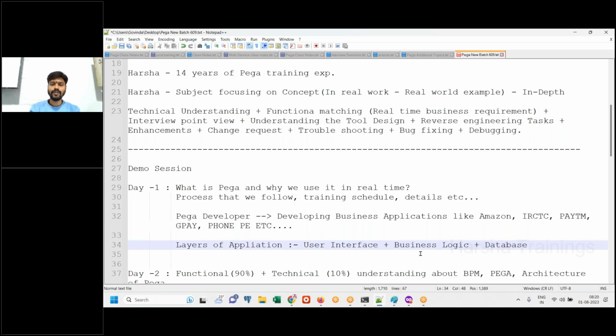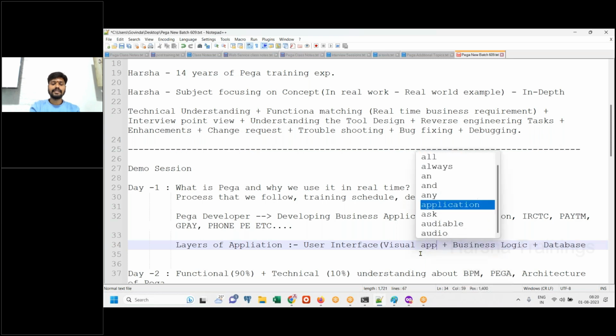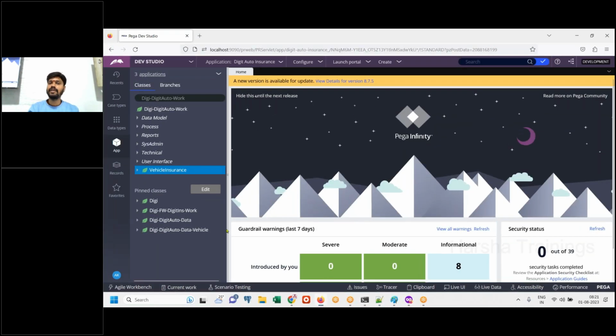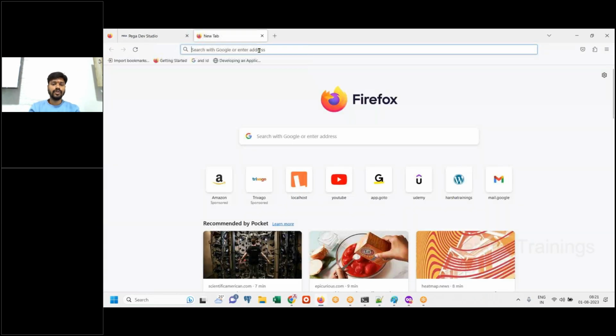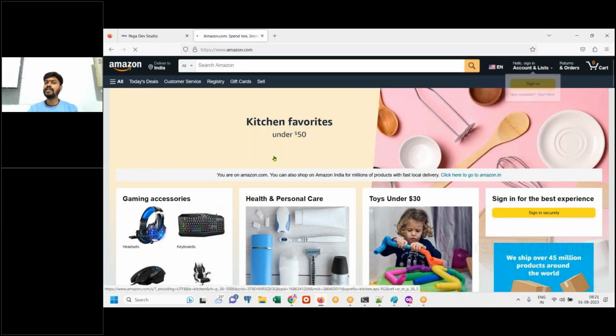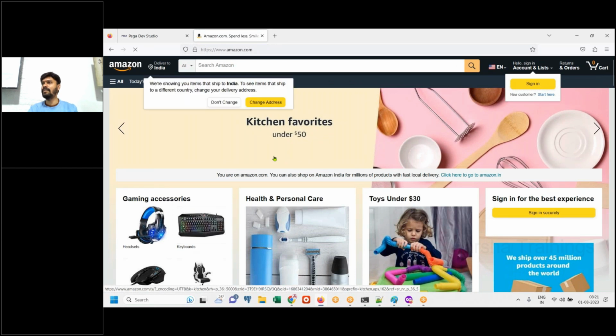User interface, for what purpose? Visual appearance. See, imagine if your PhonePe application doesn't have a user interface, how difficult it is to access. PhonePe, Google Pay, any application without the user interface which we see. User interface means this one only, UI. So you go to Amazon.in or Amazon.com. This is UI. Without UI, is it possible for common people to access?